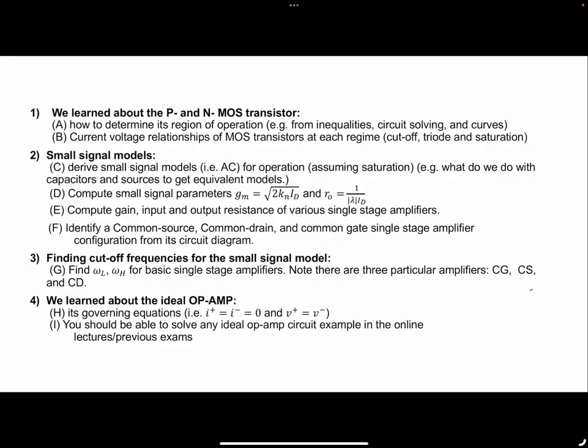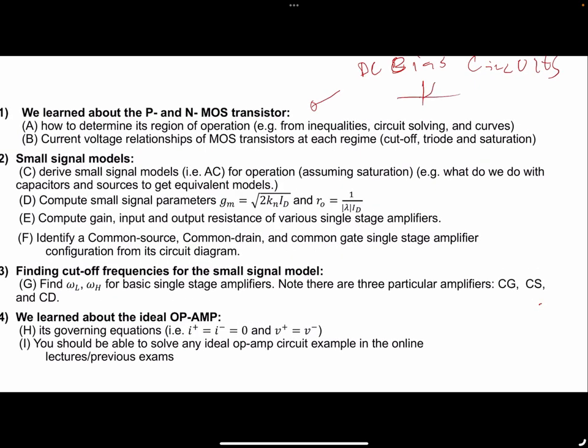And additionally, we learned about NMOS and PMOS transistors. In particular, at this point, I want you to be able to solve DC bias circuits. So I would focus a lot on that. And you should also know all of these plots, like when you have ID on the y-axis and VGS on the x-axis, or ID versus VDS.